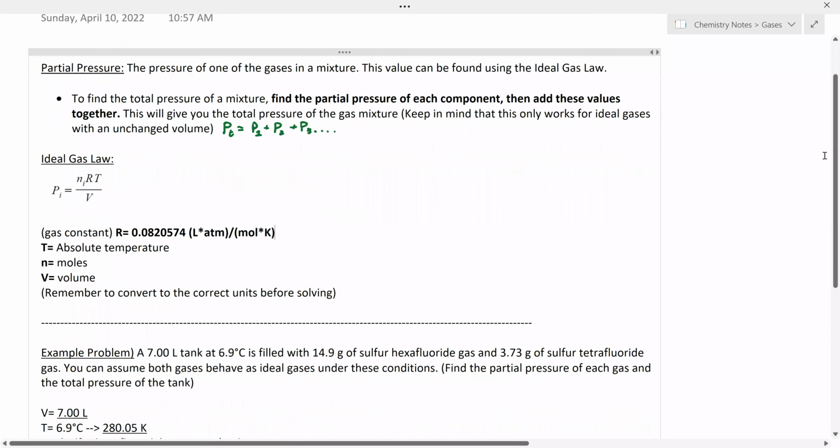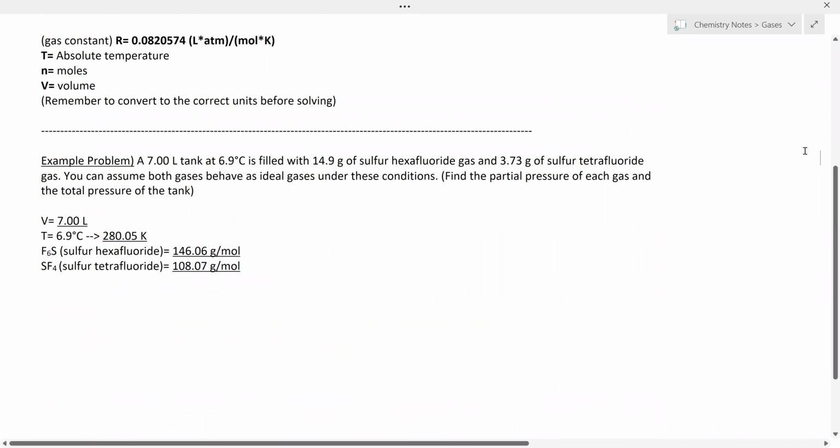So our example problem, and I went ahead and found some of those values just to save some time. The problem goes like this. You have a 7-liter gas tank at 6.9 degrees Celsius, and it's filled with 14.9 grams of sulfur hexafluoride gas and 3.73 grams of sulfur tetrafluoride gas. You can assume both gases behave as ideal gases, and that'll be covered in a different video. Then you want to find the partial pressure of each, and then the total pressure of the tank.